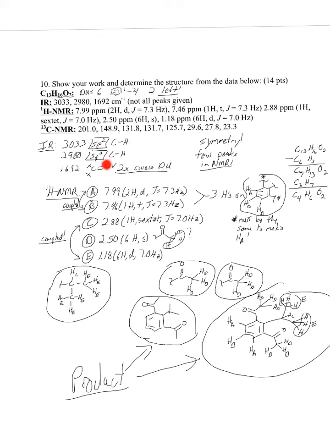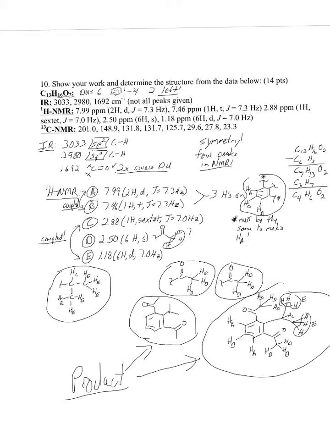1692. That makes me think carbonyl, right? And I'm saying not all the peaks are given, so maybe we're missing the aromatic stretches. If we're not sure about the benzene ring, it looks like we do have protons in the benzene ring because we have peaks at 7.99, 7.46, right? That gives me an indication that it's an aromatic ring. The substitution is going to be a little different because there's only 3 aromatic protons. That means the ring is going to be substituted 3 times.